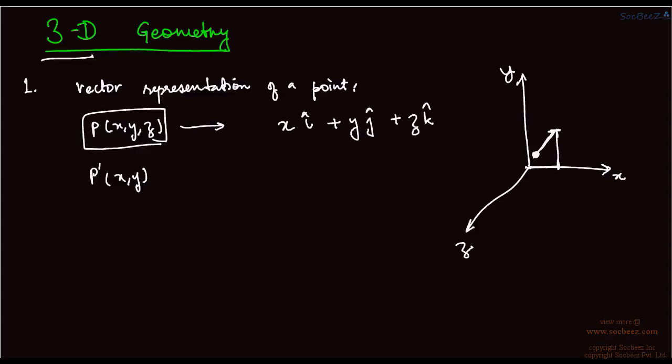This will be your P point. That is x distance from here, y distance from here, and z distance from here. So this will be the position vector of P, of this point, of this P.